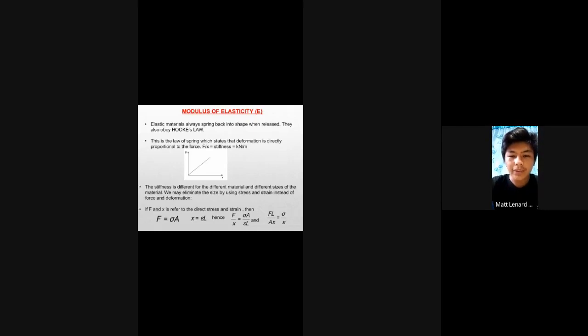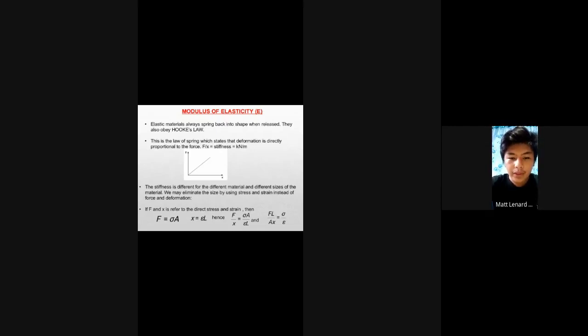So modulus of elasticity. Elastic materials always spring back into shape when released. They also obey Hooke's law. This is the law of the spring, which states that the deformation is directly proportional to the force F, where F over x is equal to stiffness. The unit is kilonewton per meter. The stiffness is different for different materials and different sizes of the materials. We may eliminate the size by using stress and strain instead of force and deformation.